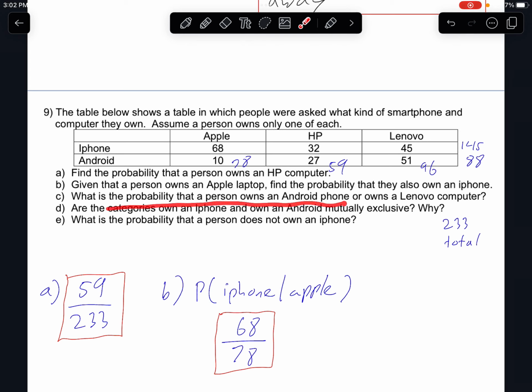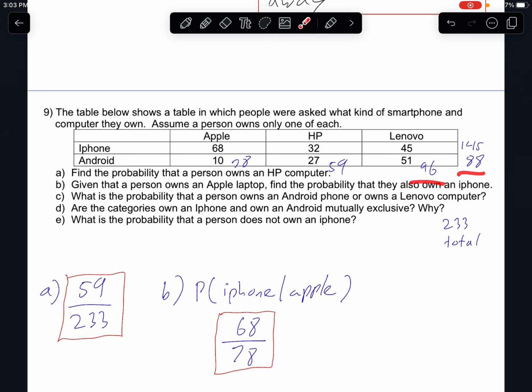What is the probability that a person owns an Android phone or owns a Lenovo? We can see that the number of people that own Androids are 88. We can see that the number of people that own a Lenovo is 96. But if we take a look at this data, these 51 people own both an Android and a Lenovo. So within this 88 people, there are 51 of them that are also in this category of 96 people.